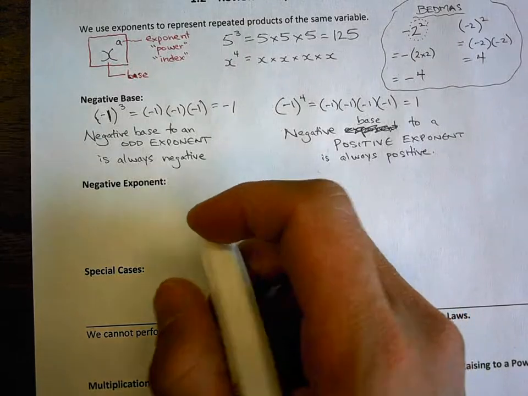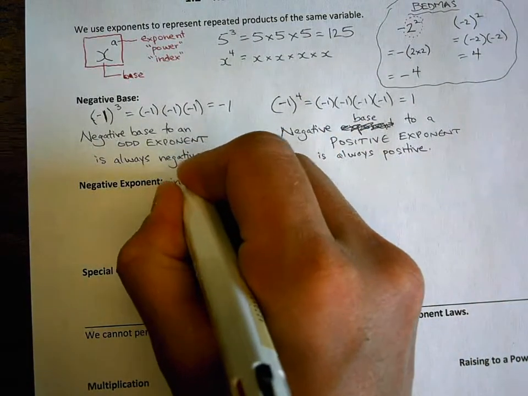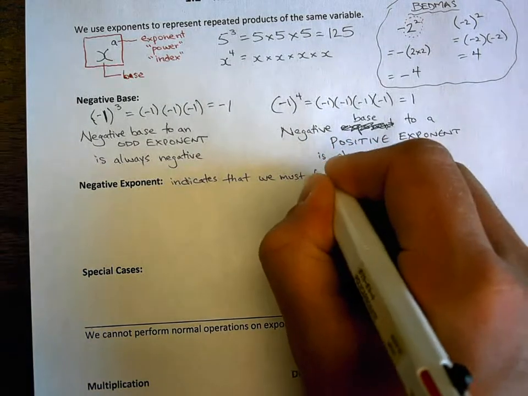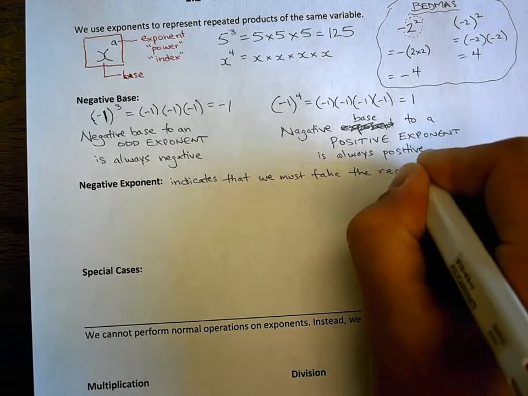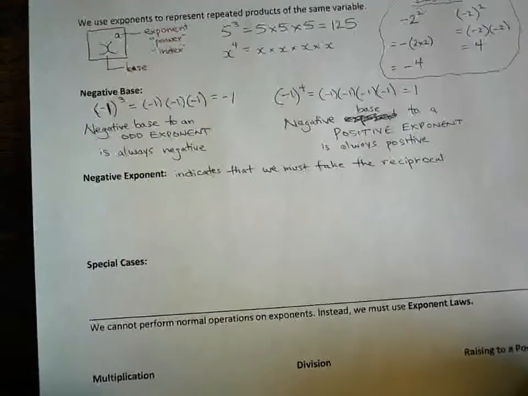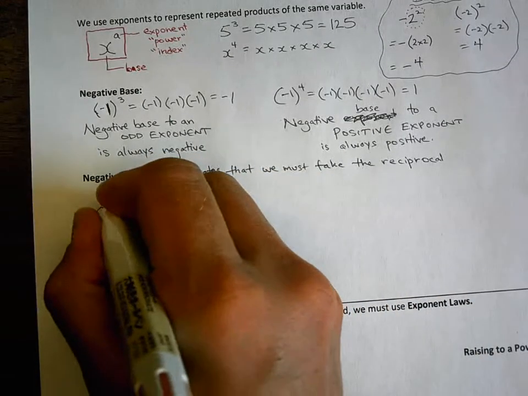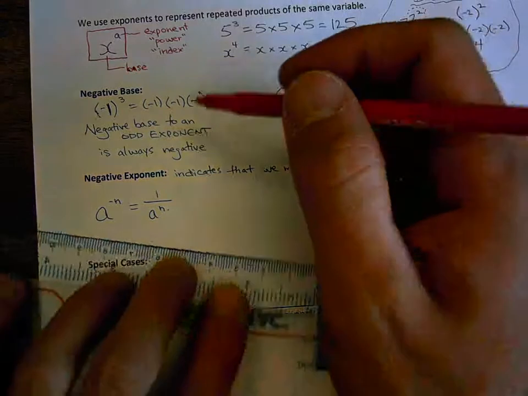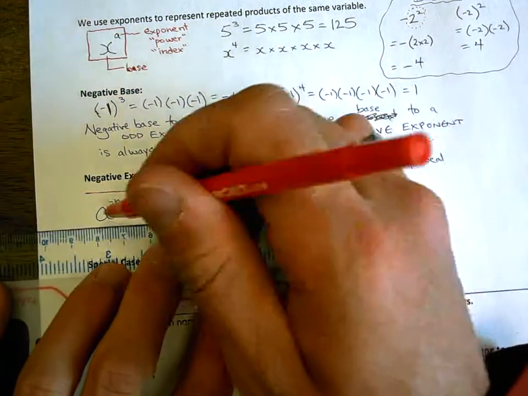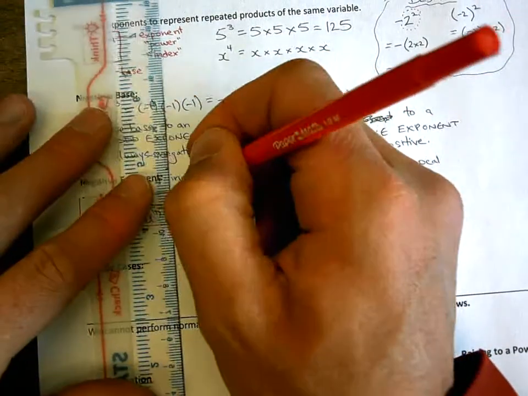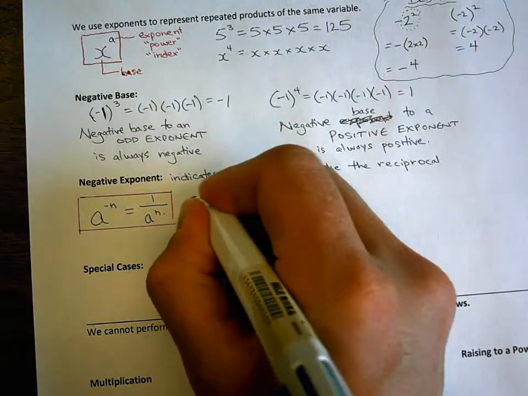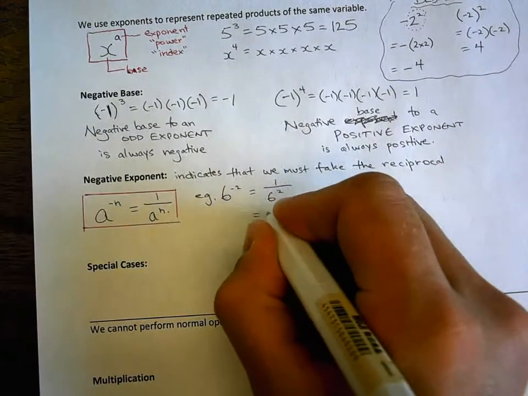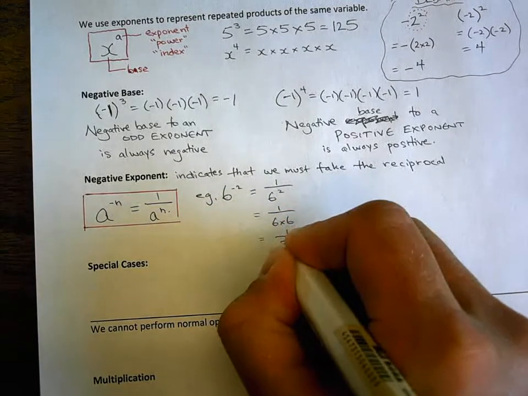Then I think in grade 10 we would have learned negative exponents. This negative exponent indicates that we must take the reciprocal. So for example, and I'll just write this in the box here, a to the power of negative n, this is really 1 over a to the n. We put it in the denominator, or technically we're doing a reciprocal. So for example, 6 to the negative 2, well, this is just 1 over 6 to the 2. We take the reciprocal. 6 to the 2 is 6 times 6. So this is 1 over 36.